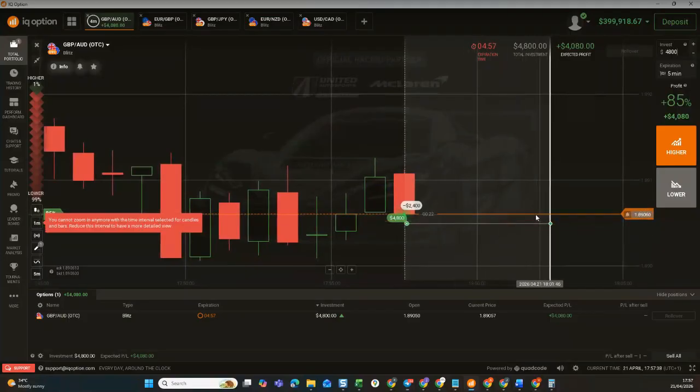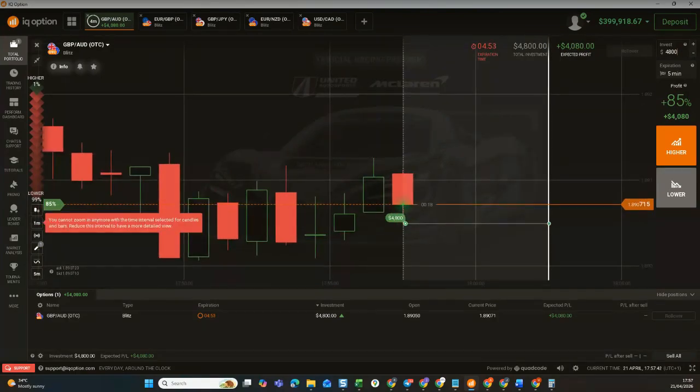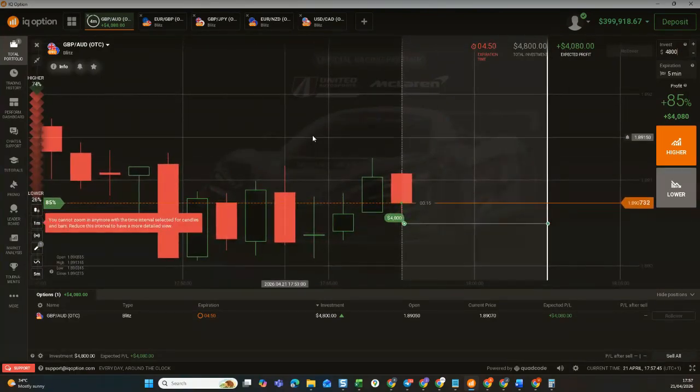So we're on the last martingale level. Let's see how this works. Let's see how this goes.